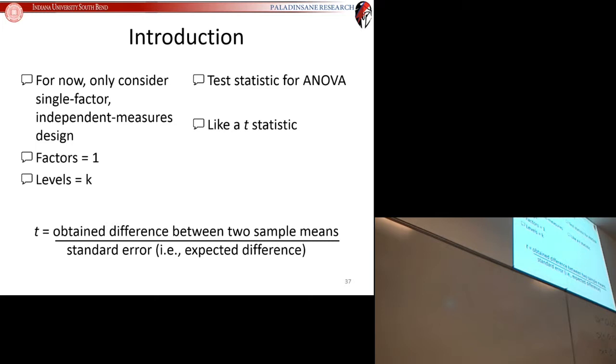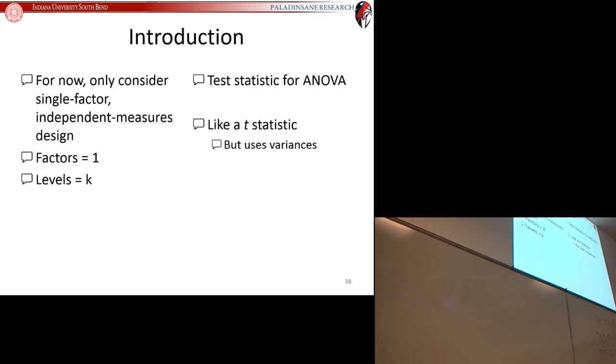So we have our t-statistic here, and in general, we take the difference between two sample means and divide that by the standard error, which is how much difference we could expect. So that in general is your formula for a t-test. What's the difference that you got versus what's the difference that you expected? And if that t-statistic is large, chances are you have a significant difference between your populations.